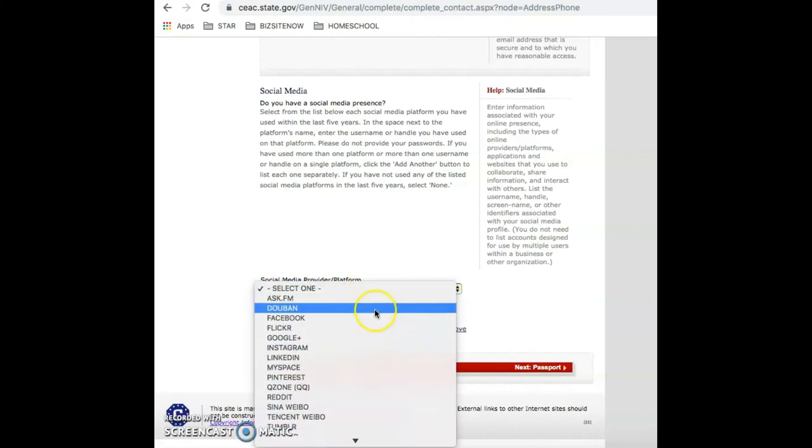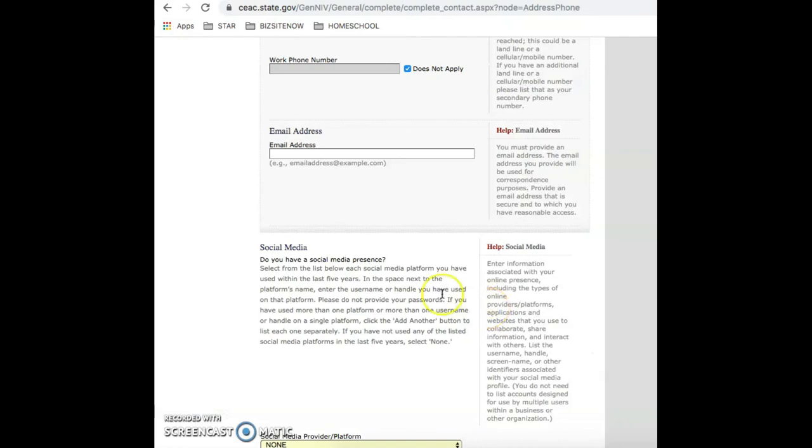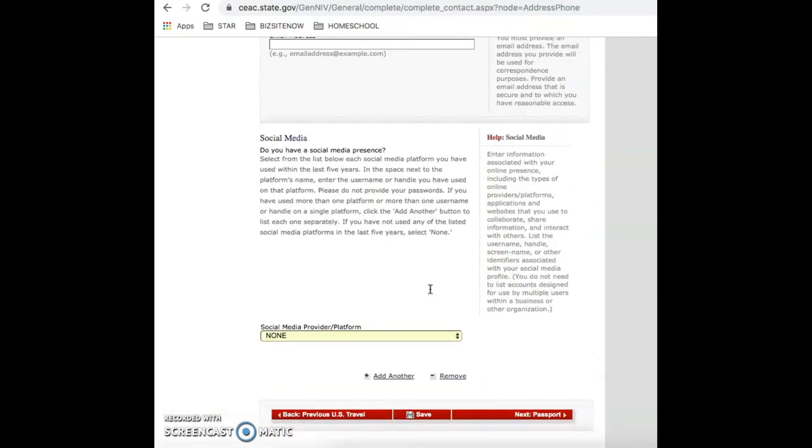Madami yan eh, pero usually sa Pilipinas, Facebook, Instagram, may pakonti na LinkedIn, pati Pinterest. May Twitter din, yung iba baka may Tumblr din, may YouTube, ayan, like kami, may YouTube channel kami. If wala, none. You know, you just be honest again kung meron o wala kasi mahanap nila yan. And then you just click yung next, yung passport.